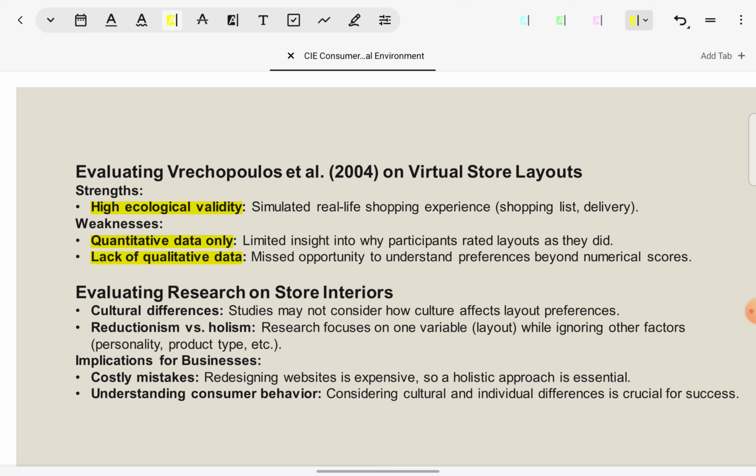Overall, if we look at research into store interiors, we see again there is possibility of cultural differences. No doubt two cultures were represented, Greece and UK. Still, many different cultures are there, traditional ones, Asian ones, which were not represented. So we can't be sure people would respond in the same way.